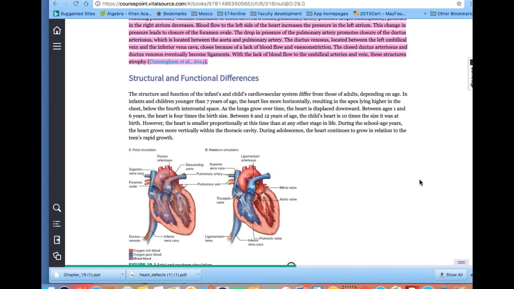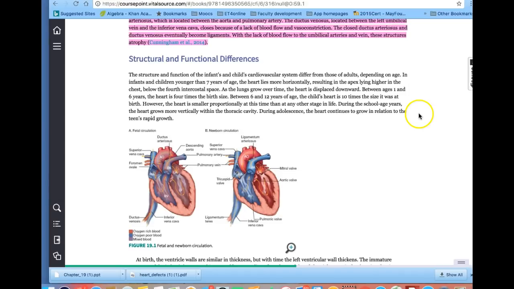Now, if you look down here, here's a nice picture of all of those parts. So between the atria, the foramen ovale closes when the pressure increases in those two locations. And then between the pulmonary artery and the aorta is the ductus. And that starts to close at that point. All right, so it's important that you know what changes take place with that first breath, okay? And that will help you understand the defects a little bit better.